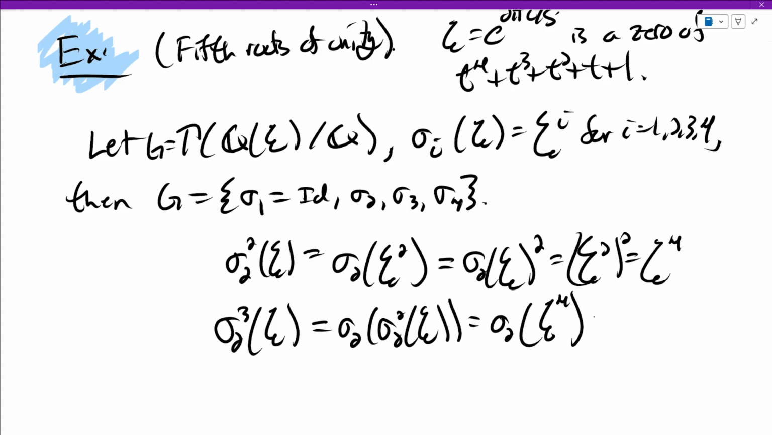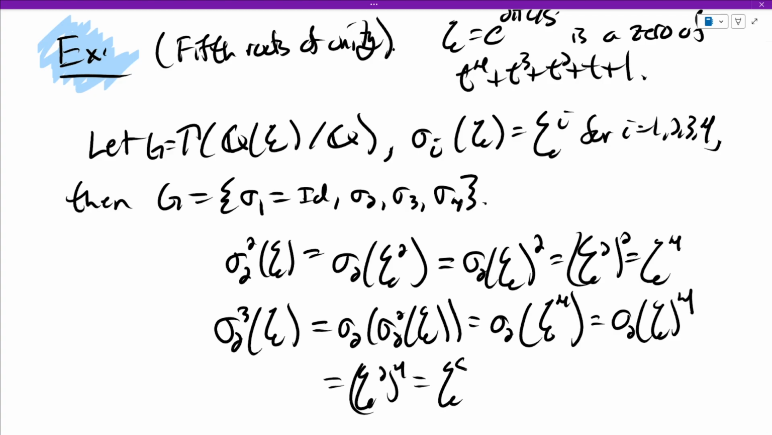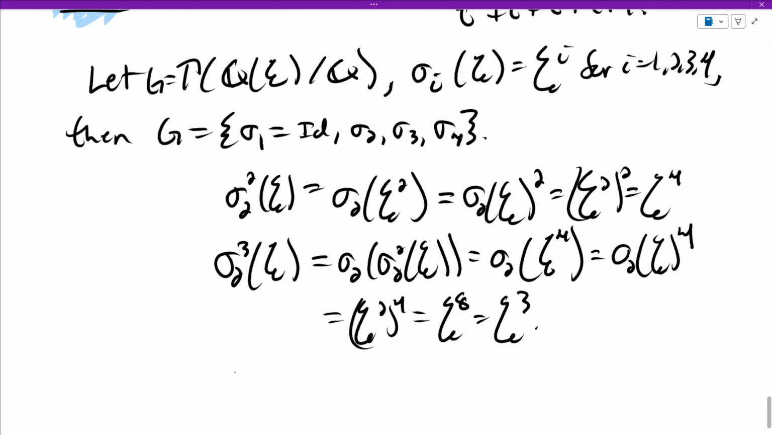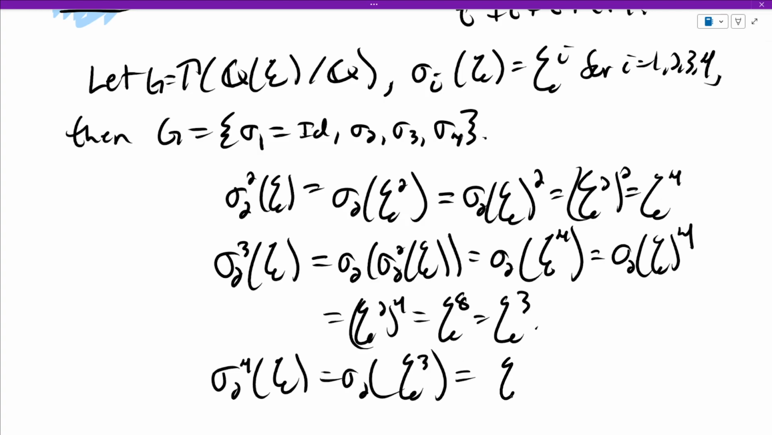All right, so let's do sigma 2 one more time. Sigma 2 sends zeta to zeta squared, and then we're going to take that to the fourth. So I think that's zeta to the eighth, which is zeta cubed. All right, let's do it one more time. So that's just going to be sigma 2 on whatever we just got. We're going to square whatever we just got. That's just zeta back. Okay, so sigma 2 to the fourth is the identity. It doesn't move zeta around.